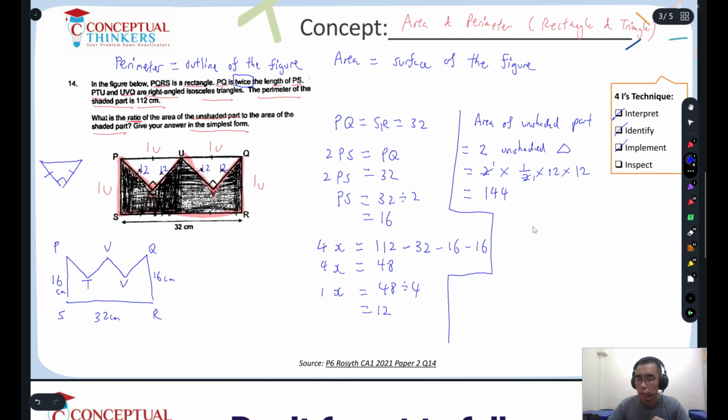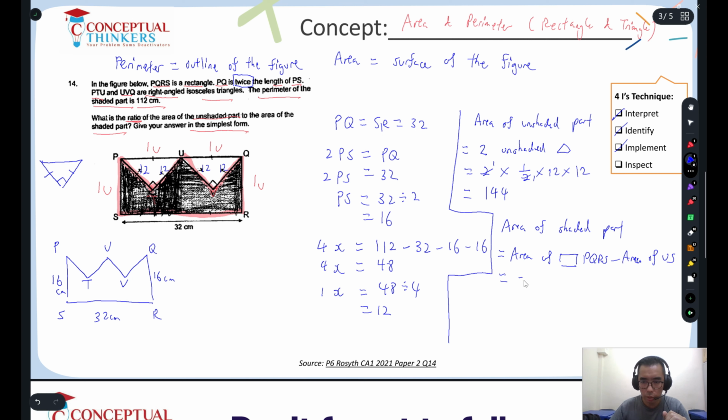Okay. Next, I'm going to find the area of the shaded part. To find the area of the shaded part, we're going to find the area of PQRS, which is the rectangle. I'm going to minus away the unshaded part that we found earlier. So the area of the shaded part will be equal to the area of rectangle PQRS minus the area of the unshaded part.